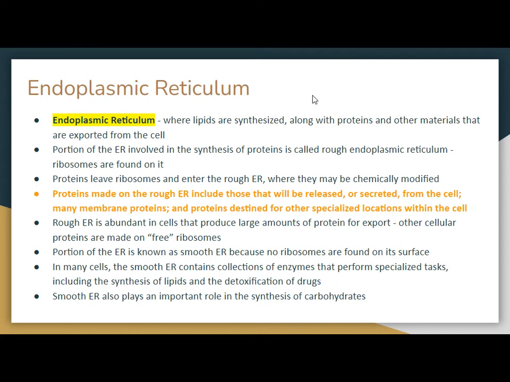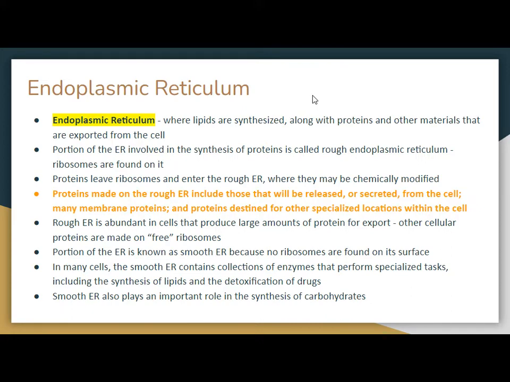So here's a fun word, endoplasmic reticulum. We often refer to this as the ER so that you don't have to write endoplasmic reticulum every single time. The endoplasmic reticulum is where lipids are synthesized. So this is where lipids are made. Remember, lipids are those fatty acids. Proteins and other materials are also exported from the cell. So the endoplasmic reticulum is in charge of making lipids and then also shipping out proteins and some other materials.